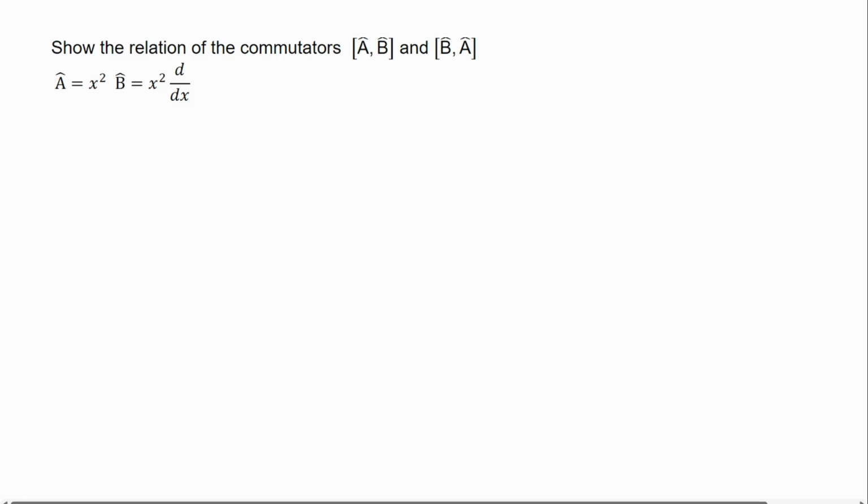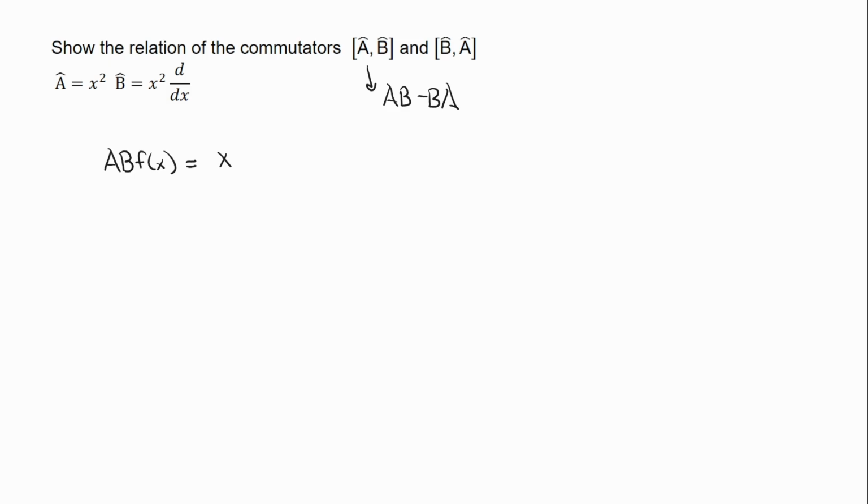First, we're going to try to find the commutator of A and B and then also of B and A to see how they actually end up relating to one another. And it's actually a very simple relationship, but it's also a good way of checking ourselves. So here we have A and B, where A is just multiplying by x squared, and B is x squared multiplied by the first derivative. So we know the commutator is the same thing as saying AB minus BA. So let's find AB of f of x.